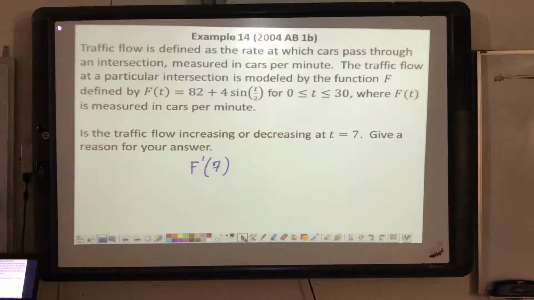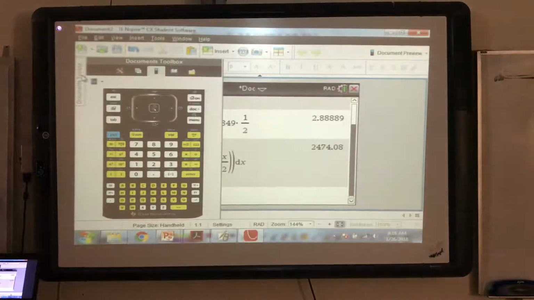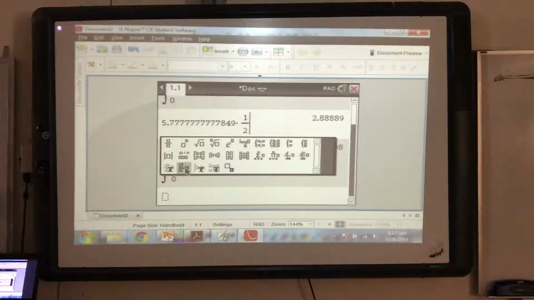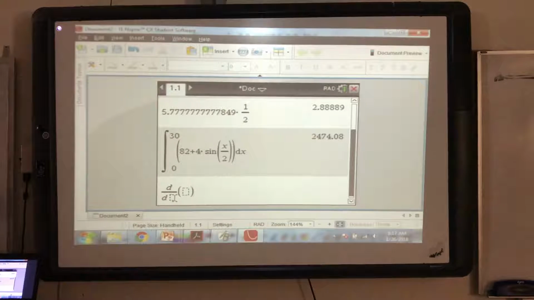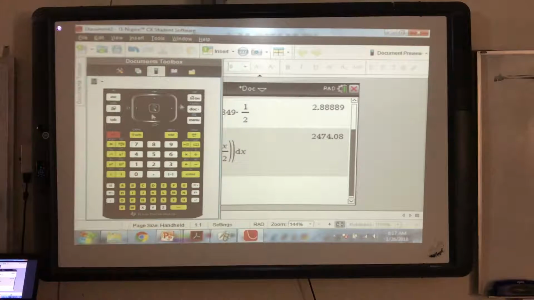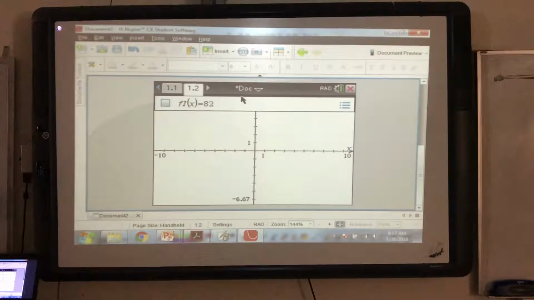Let's get out of this. Okay, for this one, we're going to use, where's my derivative? There it is. Actually, I don't think that's the right button I wanted. So we're just going to go and manipulate straight from the graph. Okay, what was it? 82 plus 4 sine of x over 2.